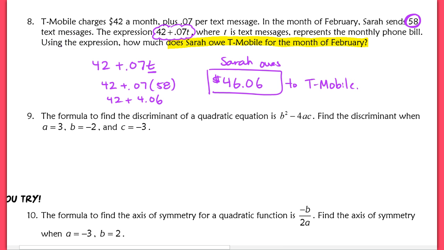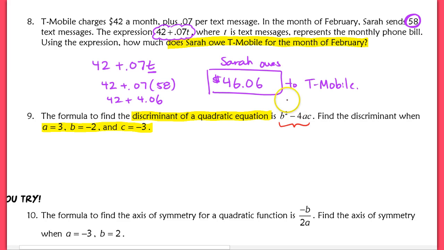Now in number 9, this is another question where instead of giving you a word problem, they're giving you more of a mathematical background here. So they're telling you that there's a formula here to find the discriminant of a quadratic equation. We don't really need to know much about what a discriminant or a quadratic equation is, other than here is that formula. Then it asks us to find the discriminant when a is equal to 3, b is equal to -2, and c is equal to -3.